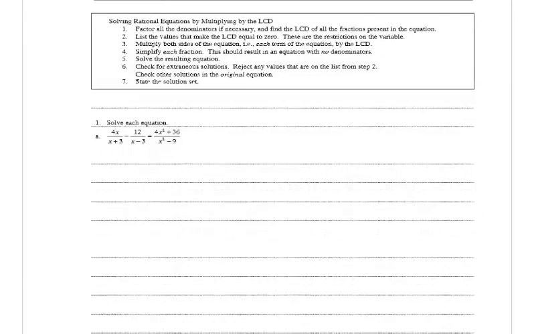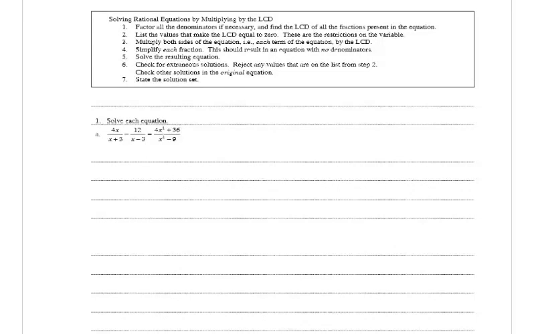So in number 1 we have 4x divided by x plus 3 minus 12 divided by x minus 3 is equal to 4x squared plus 36 divided by x squared minus 9. So step 1, we want to factor all of the denominators. So I'm going to rewrite this as 4x divided by x plus 3 minus 12 divided by x minus 3 is equal to 4x squared plus 36 divided by x plus 3 times x minus 3.